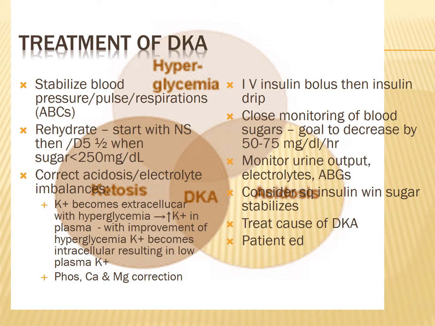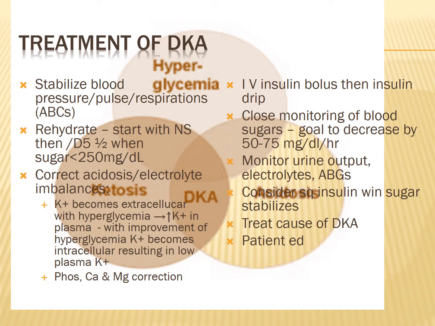How do we treat this? Well, we're going to stabilize the individual. Our ABCs first, always airway, breathing, circulation. We're going to make sure we stabilize blood pressure, pulse, and respirations. We're going to rehydrate them. We'll start out with normal saline, and then we switch over to D5 when their blood sugar is less than 250 milligrams per deciliter. We want to correct their acidotic state and their electrolyte imbalances.